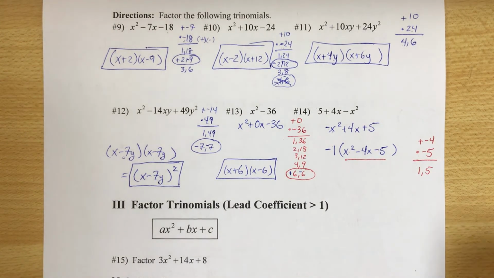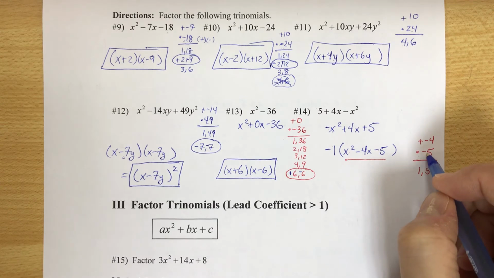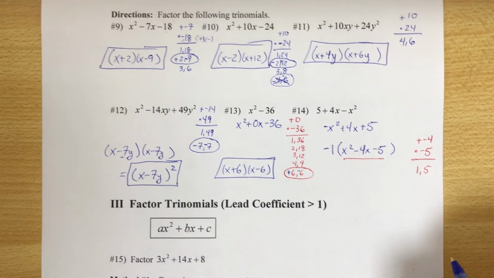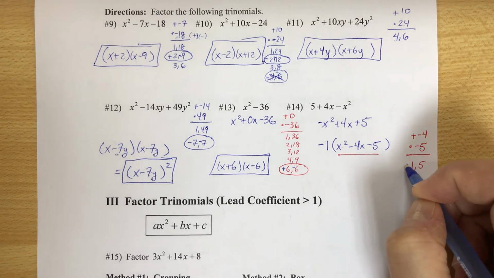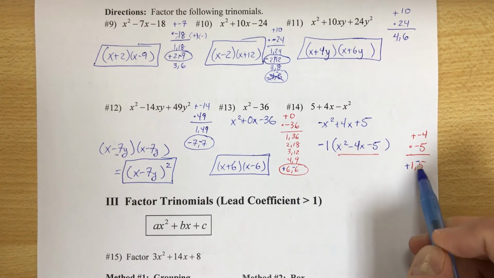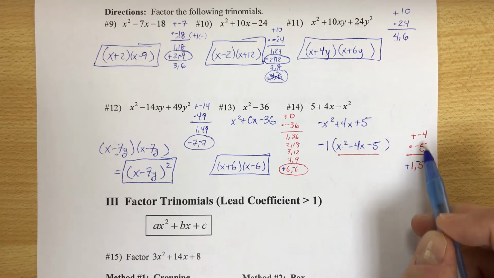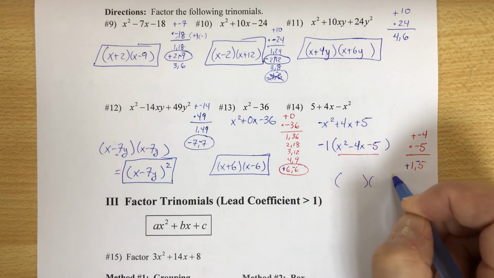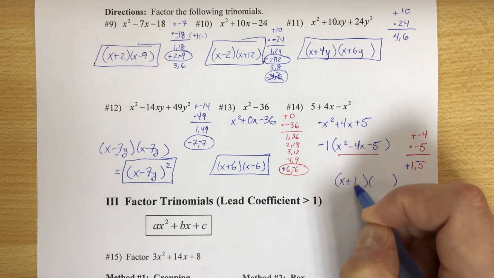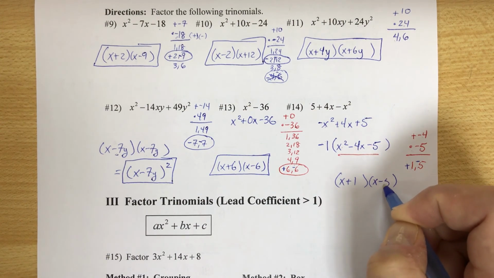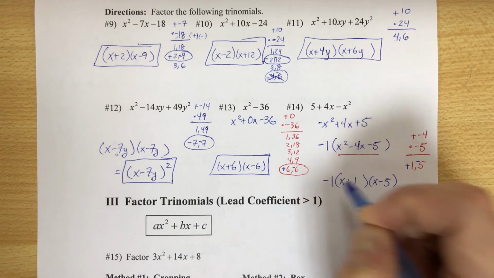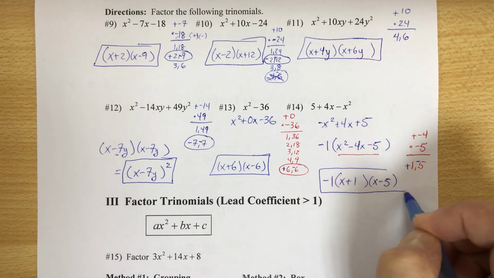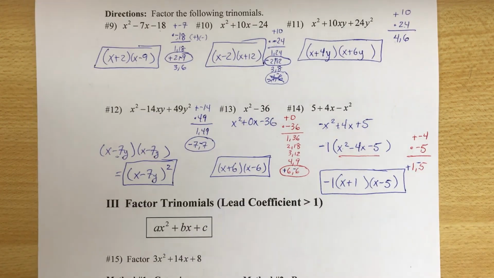So let's see, multiplies to negative 5, adds to negative 4. That would be positive 1 and negative 5. Multiplies to negative 5, and if you add these, you get negative 4. So what happens here, our binomial factors are x plus 1 times x minus 5, but don't forget there was a minus out front. And that is the end of part 2.